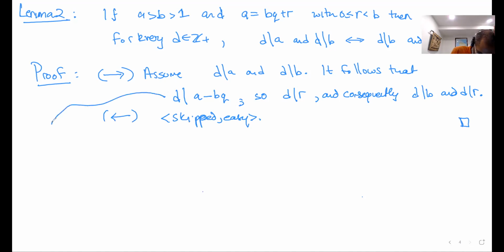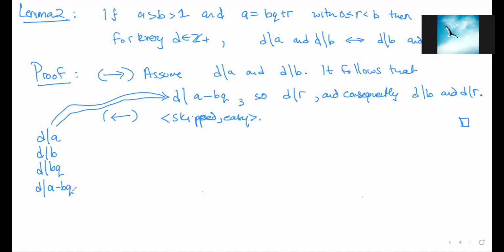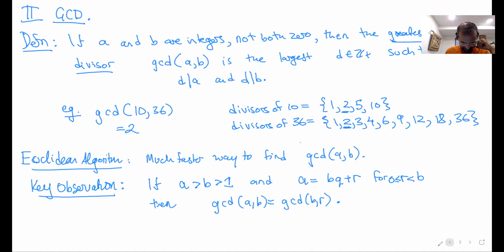Yeah, let me just fill this in here. So here the steps were D divides A, D divides B, D divides BQ, because if you multiply B by some other integer, it still divides it. And then D divides A minus BQ. Okay, thank you. Yep. So we've proven this little observation. So this follows from lemma 2. Lemma 2 is what's written over here.